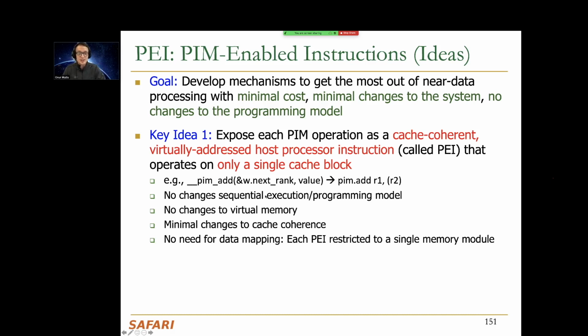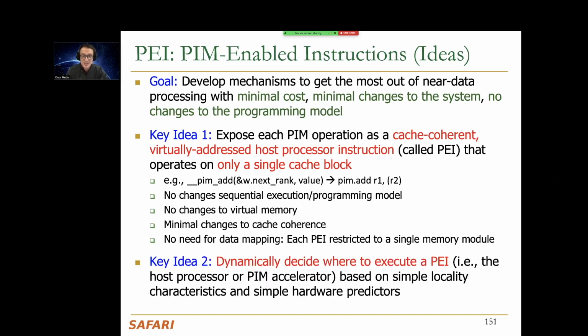You're still sequential execution, no changes to virtual memory, minimal changes to cache coherence, and no need for data mapping across memory modules because you're already operating on a single memory module if you're limiting yourself to a single cache block updates inside whenever you're doing processing in memory operations. And the second key idea is dynamically decide where to execute these instructions on the processor or on memory. And I think this is really important for any type of processing in memory engine. Even though the programmer potentially suggests that this should be executed near memory, there might be reasons why you cannot do that because the near memory execution engine may be, for example, used by somebody else, right?